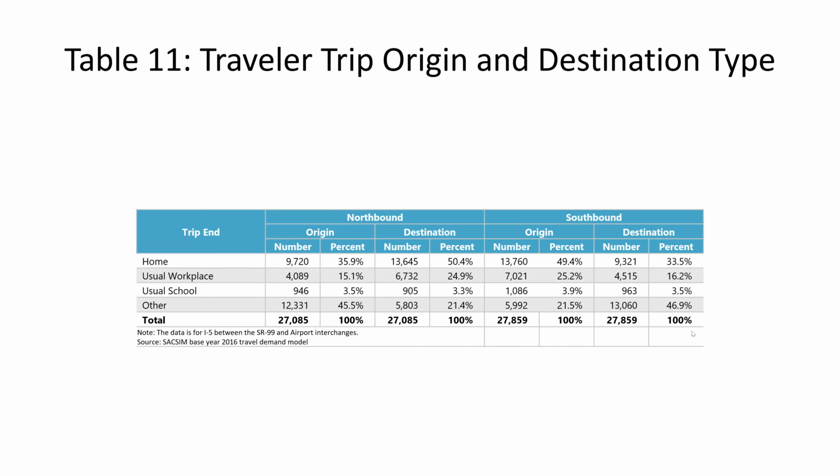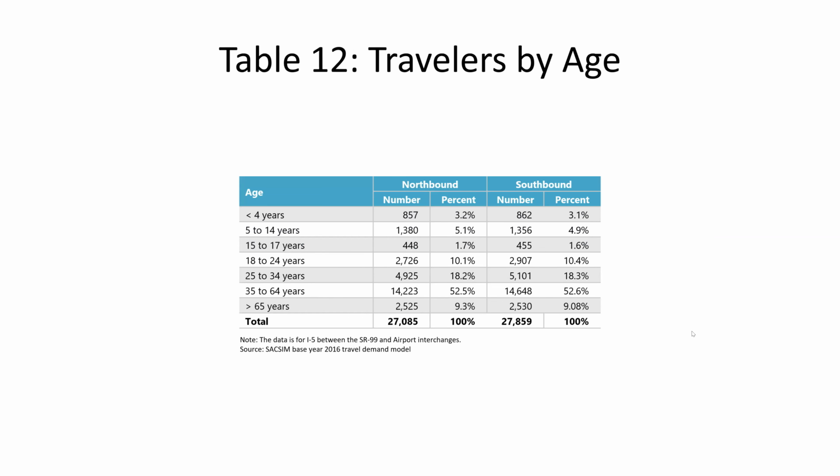And here's an example table. Some of us might have seen tables that look like this before, in which we summarized some trips on a section of I-5 for whether either the origin or destination of the trip is home, or the usual workplace, or school, or something else. And there's some more of these tables next. We got them by age.